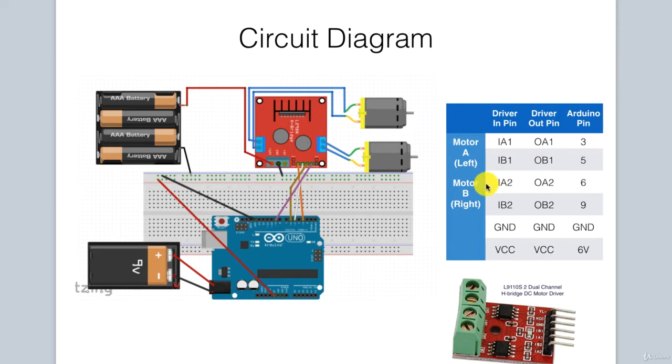For our second motor, or the right motor, IA2 is connected to pin 6 on the Arduino, and IB2 is connected to pin 9 on the Arduino. The outputs from the motor driver board, OA2 and OB2, will be connected directly to the terminals of your right motor. The ground pin on the motor driver board is connected to the ground on Arduino, and the VCC pin on the motor driver is connected to the positive of your 6-volt external power source. That is essentially the wiring for your circuit.